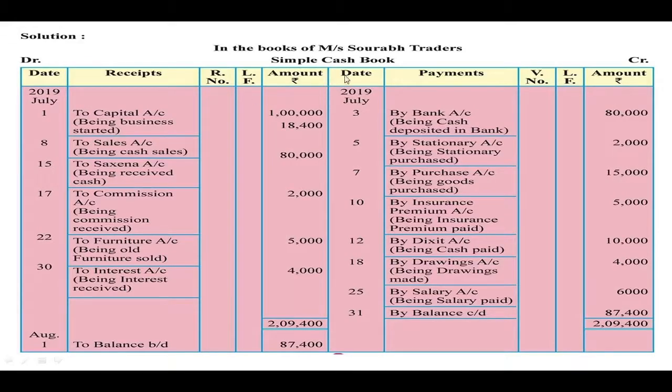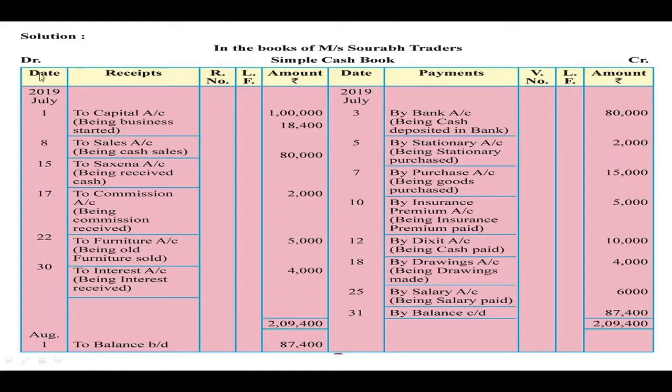So here the format of the cash book is given. Again I will explain. Always you have to write the heading in the books of so and so. The businessman or company's name will be given in the question that you have to record. Then like ledger account, cash book also has two sides. That is why it is also known as a ledger, and it is also known as a book of prime entry because the transactions are recorded for the first time.